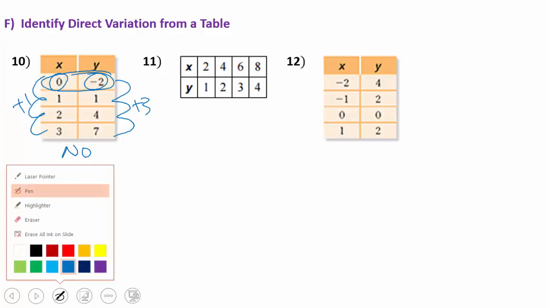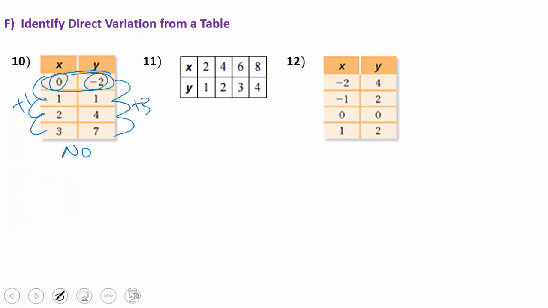Going on to number 11, we can see that it doesn't give us 0, 0, but we do see that it does have a constant rate of change. X goes up by 2 every time. Y goes up by 1 every time. So we know the slope, the constant of proportionality, is 1/2.